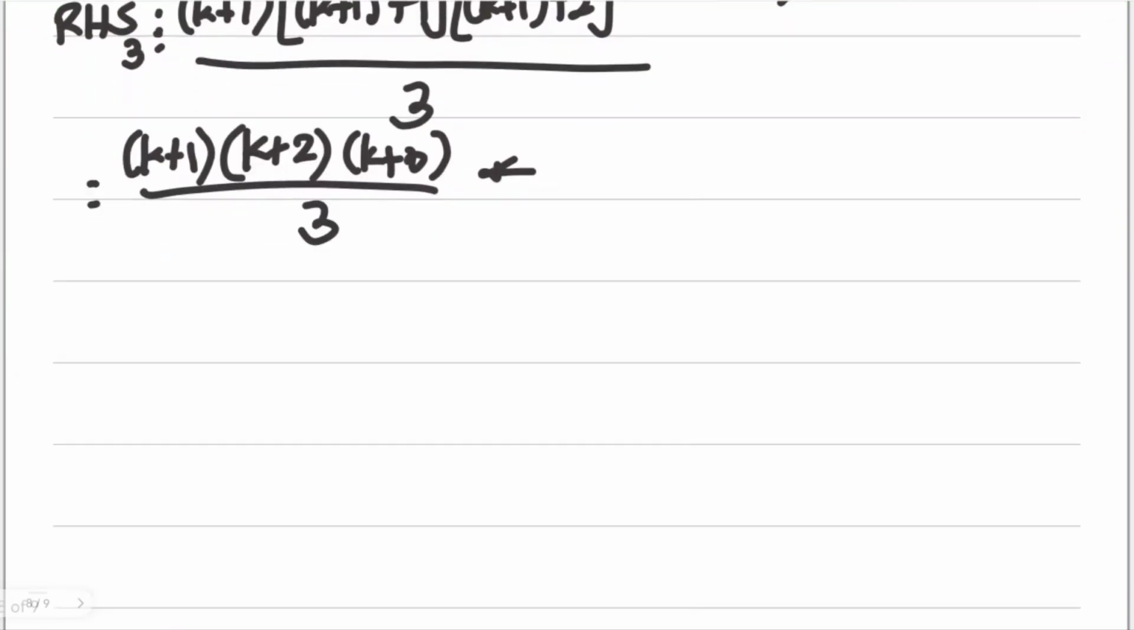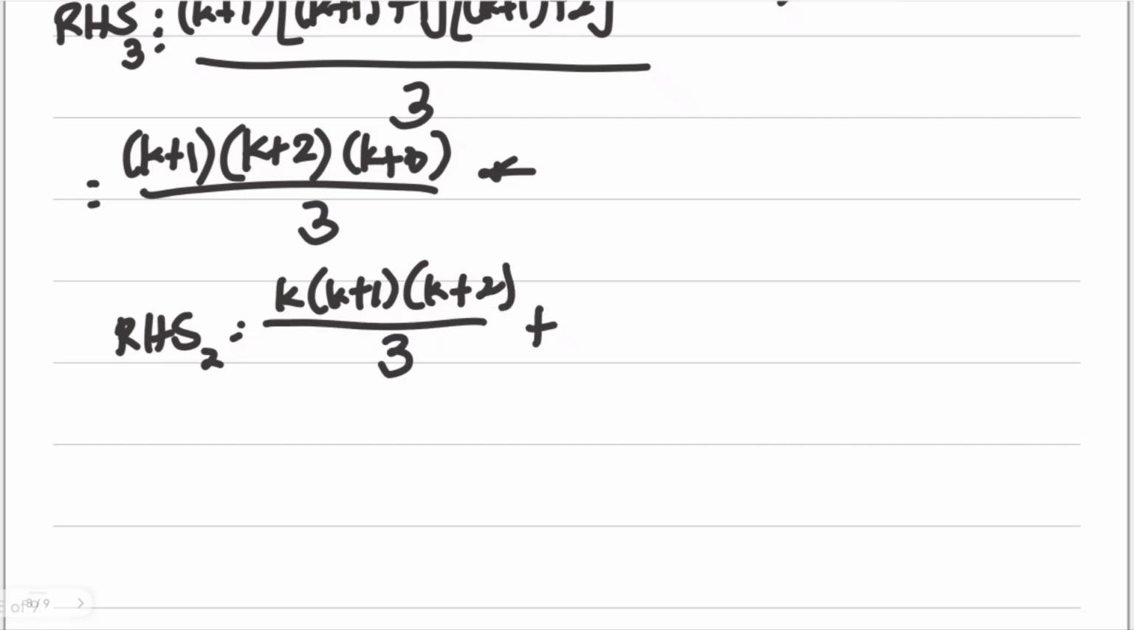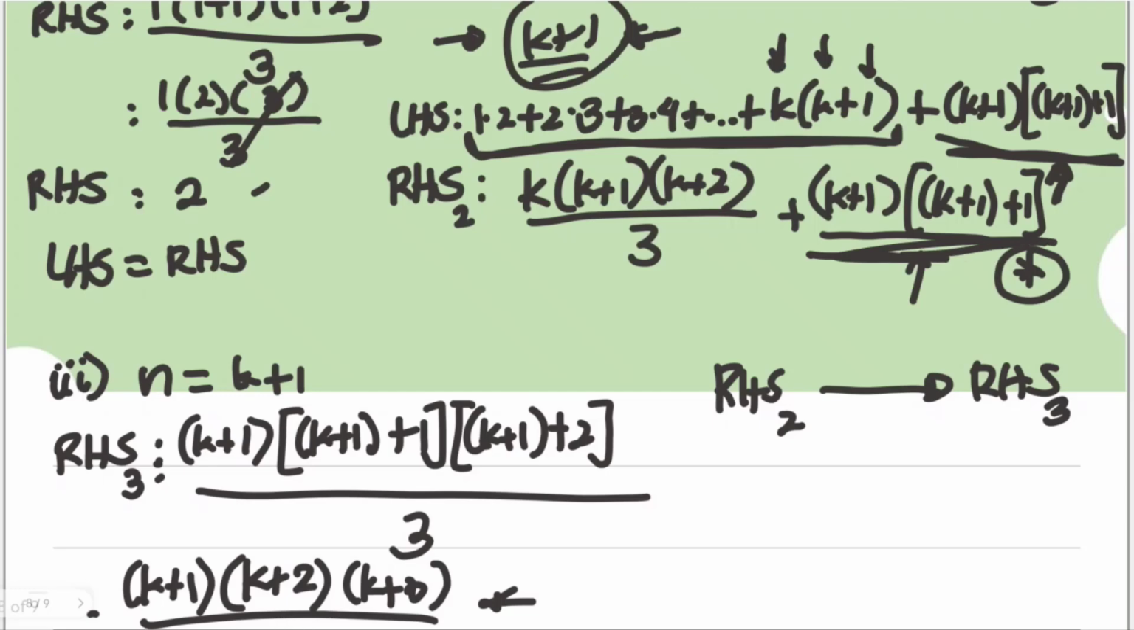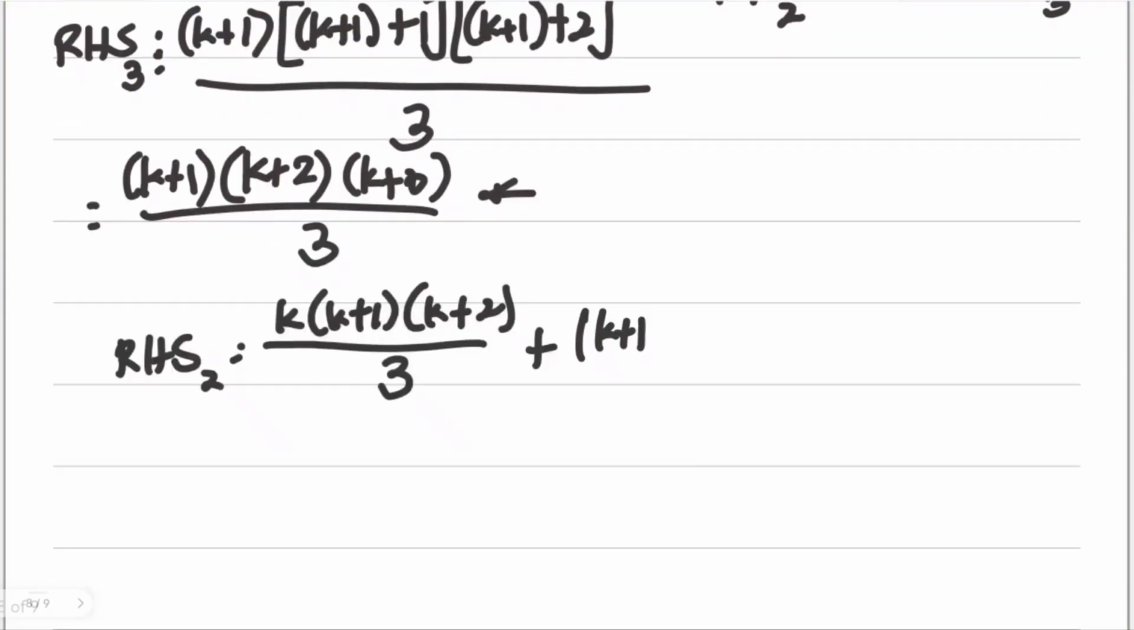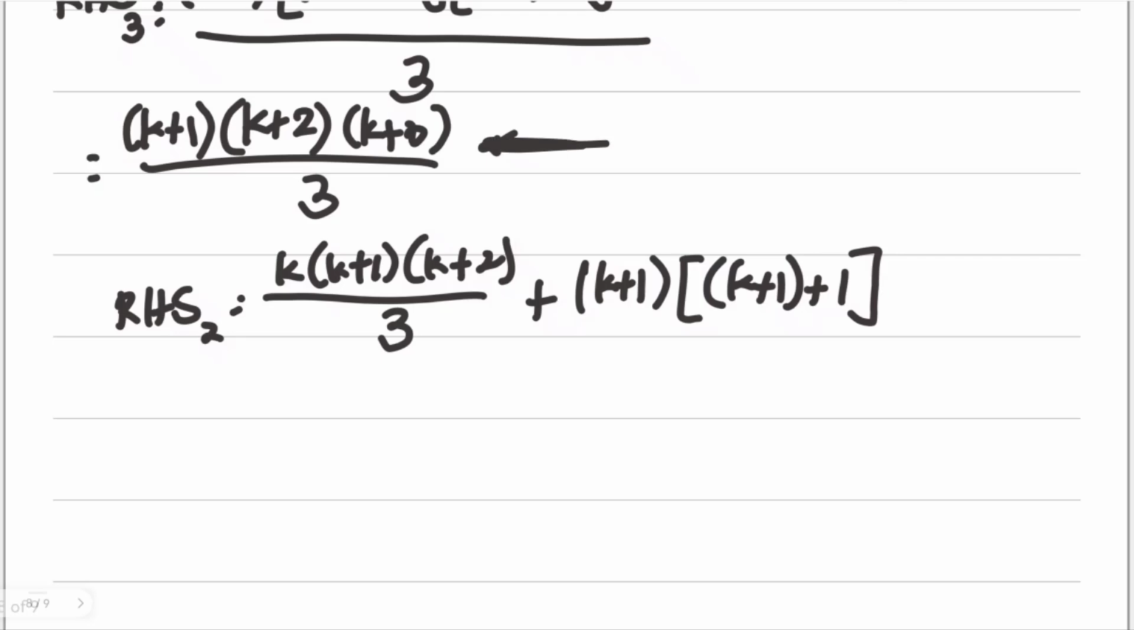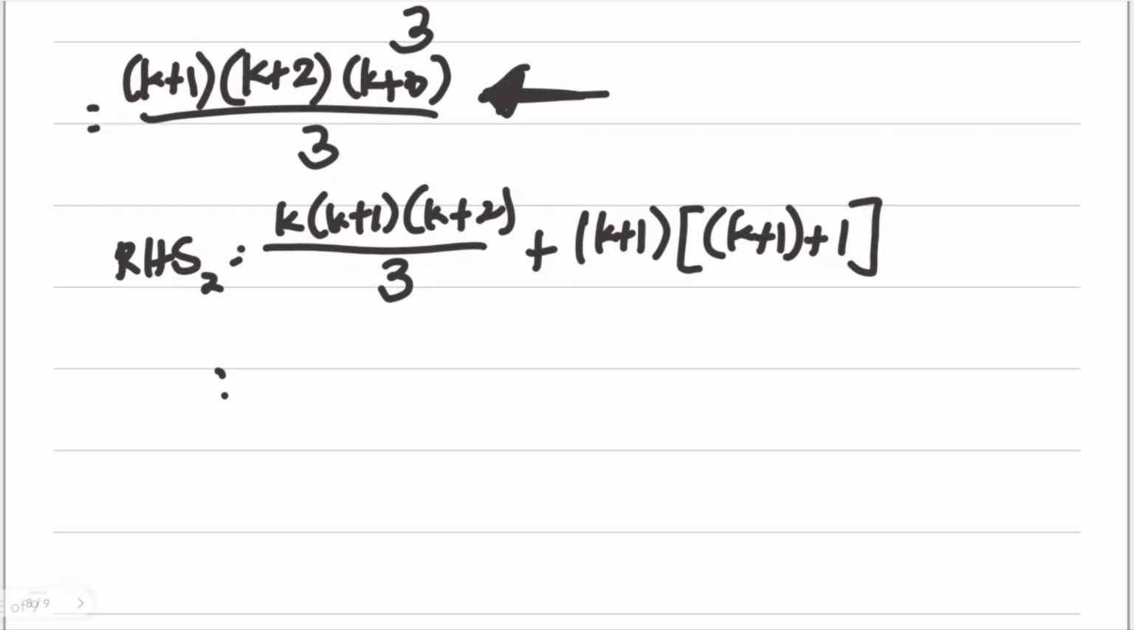Okay, the expression of the right-hand side of our second step is k times k plus 1 times k plus 2 over 3 plus the quantity, the thing that we added earlier, that's k plus 1 times the quantity k plus 1 plus 1. Okay, so our goal is again this one here. This is what we will be applying all necessary and appropriate algebraic operations to reach. Let's not multiply that because it will make our forms more difficult in the meantime.